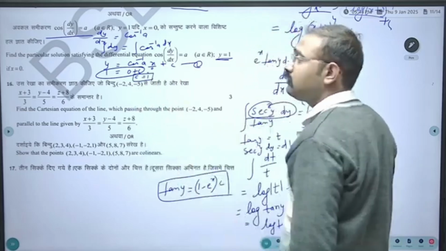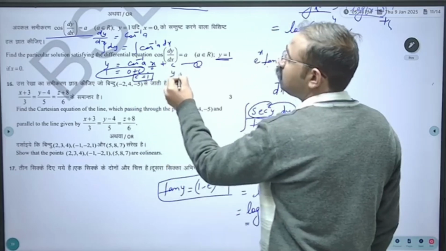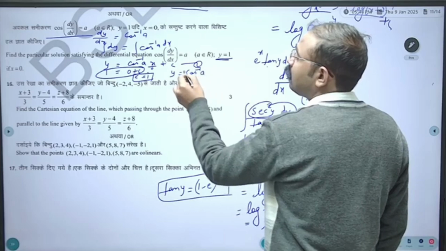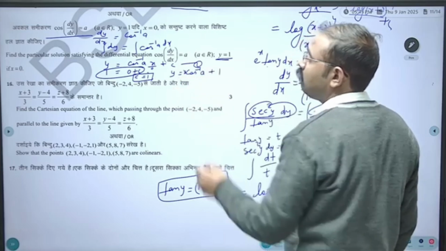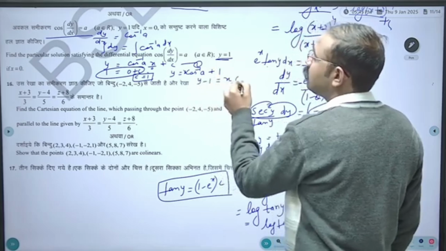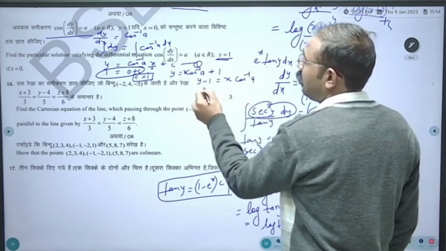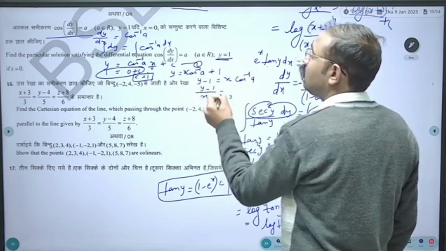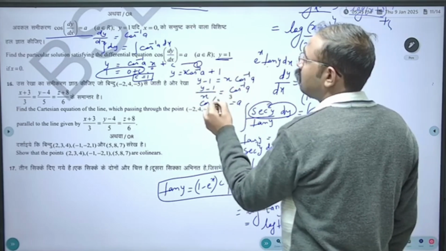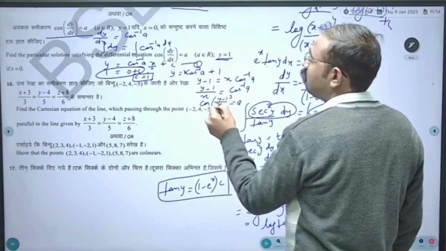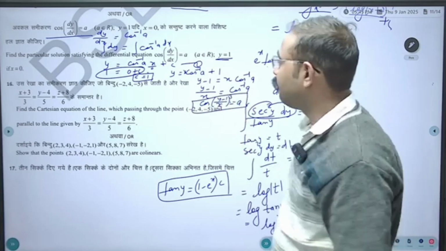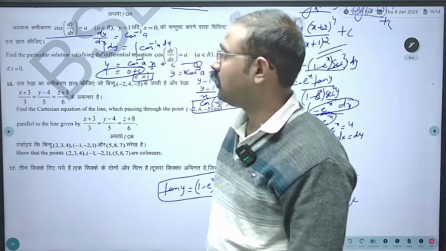Put c is equal to 1 in equation first, and y is equal to cos inverse a with this x plus 1. Transpose this 1 to that side, then y minus 1 is equal to x cos inverse a. Take x in the denominator, and a is equal to cos of (y minus 1) upon x, which is the required particular solution of the given equation.